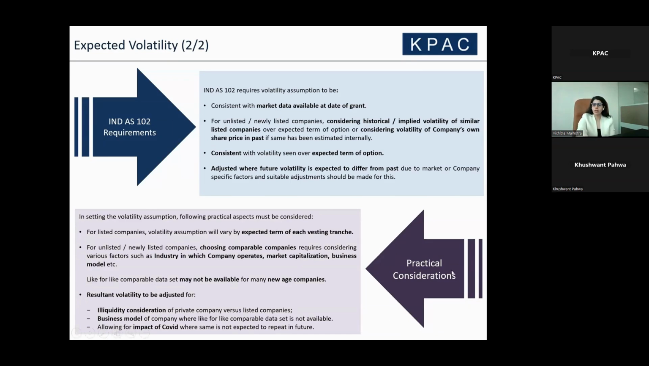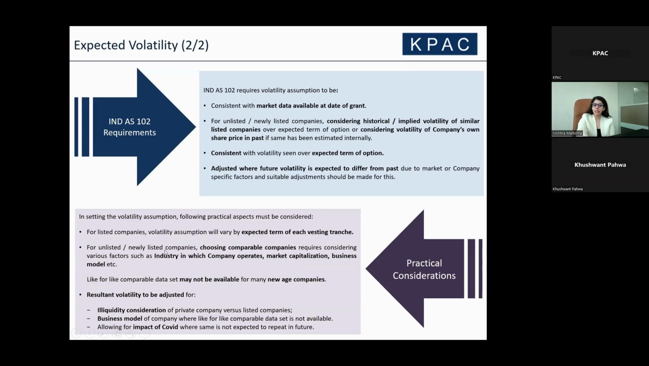From a practical consideration perspective, for listed companies, the volatility assumption is first set taking into account the actual volatility seen in their own share price data over the period of the option. Key thing to note is if you have options that are, say, vesting in portions at the end of year 1, year 2, year 3, you would ideally be setting a different volatility assumption for the tranche that is vesting at the end of year 1, for the tranche that is vesting at the end of year 2, and subsequently for the tranche that is vesting at the end of year 3.